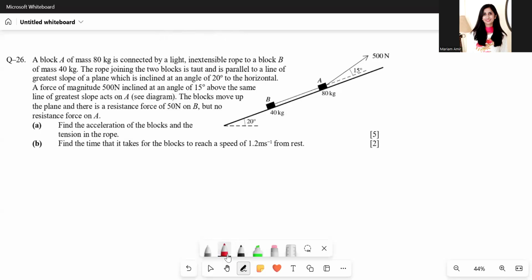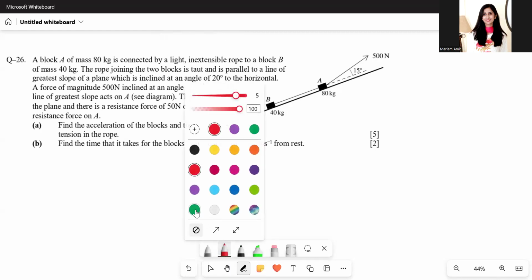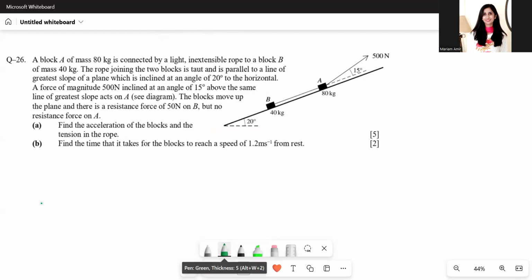Question 26, worksheet connected particles. A block A of mass 80 kg is connected by a light inextensible rope to a block B of mass 40 kg. The rope joining the two blocks is taut and is parallel to the line of greatest slope of a plane which is inclined at an angle of 20 degrees to the horizontal.